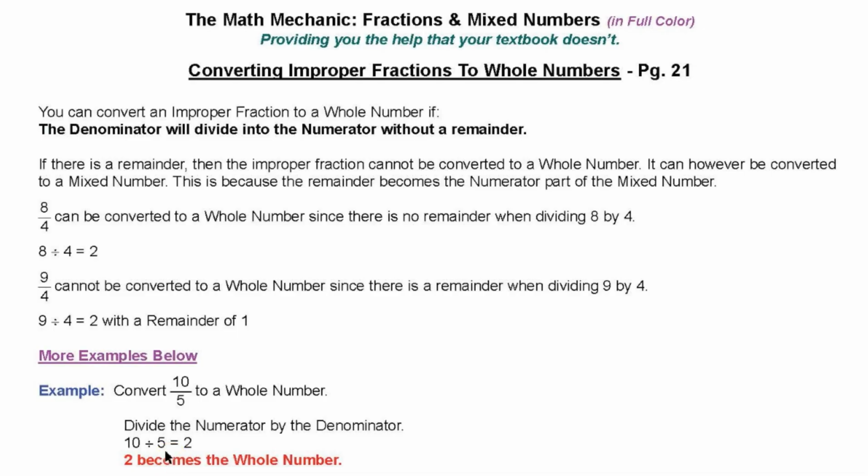10 divided by 5 equals 2. The numerator of 10 divided by the denominator of 5 gives you a result of 2. 2 becomes the whole number. Again, 10/5 converted to a whole number is 2.